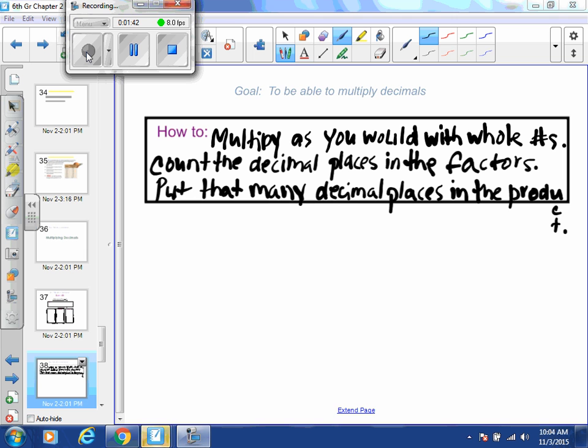And then after you've counted how many decimal places are in the factors, you're going to put that many decimal places in the product. Remember, the product is the answer you get when you're multiplying. Pause this if you need more time to finish filling out this box. I will be looking in class tomorrow to make sure that you have all this information in that top box.